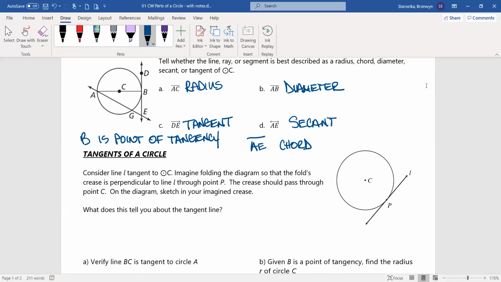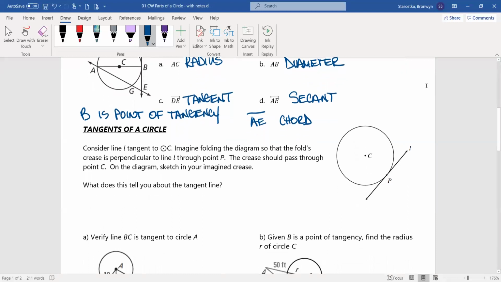All right, tangents of a circle. So consider the line L that's tangent to circle C. Imagine if we folded the diagram so that the fold's crease is perpendicular to line L through point P. The crease should pass through point C. So if we folded that circle on top of itself through the center and made sure the line L matched up with itself, we'd have this crease.